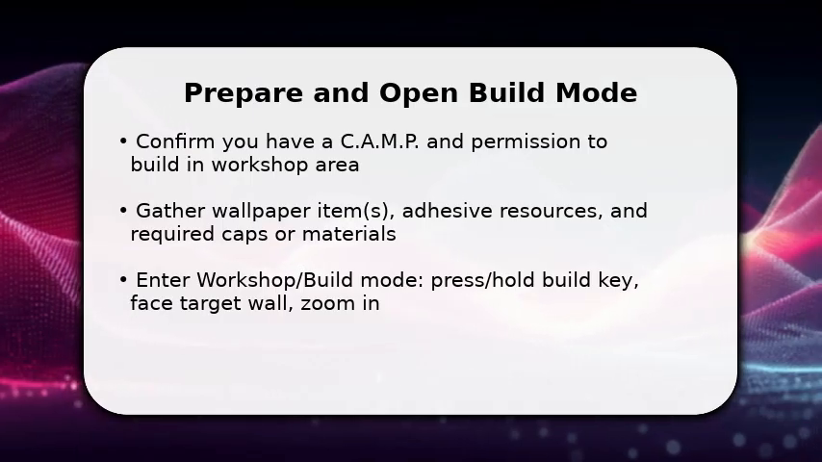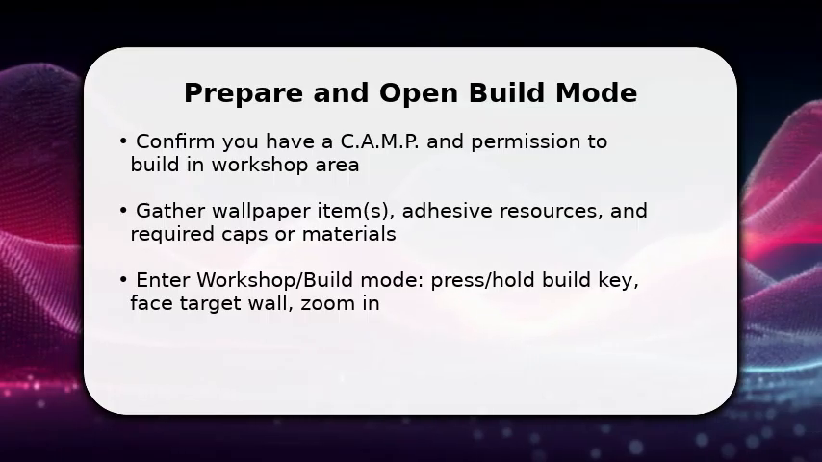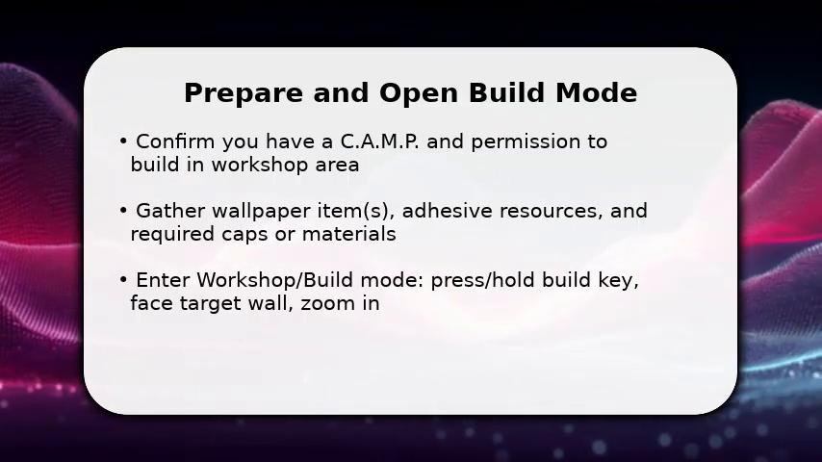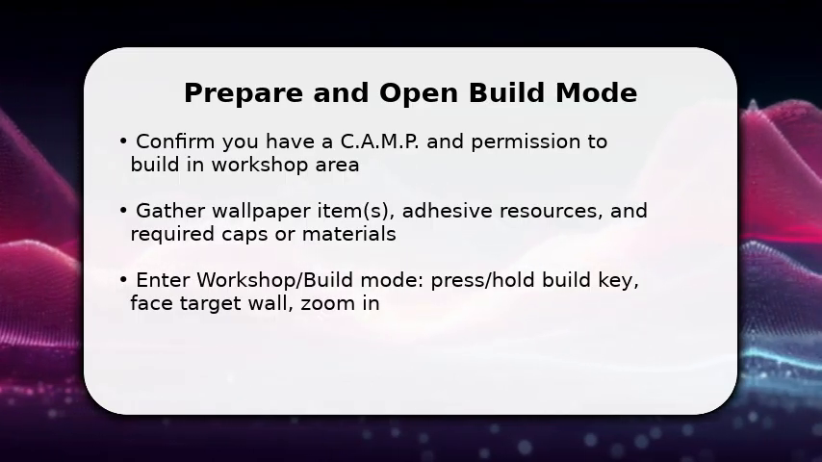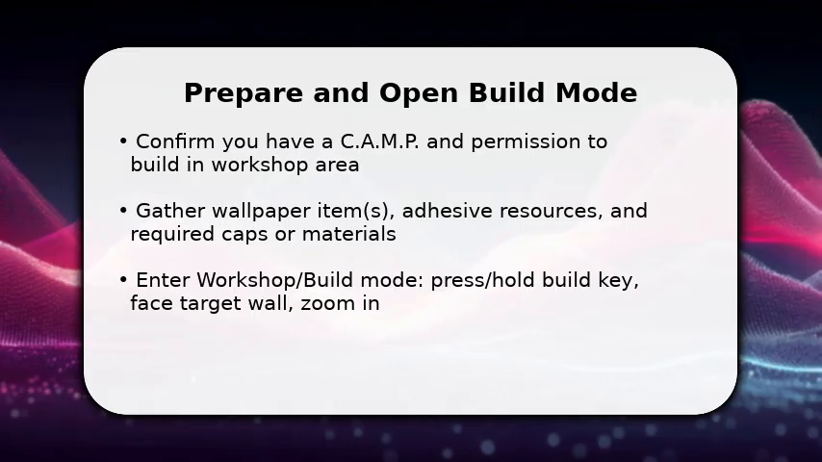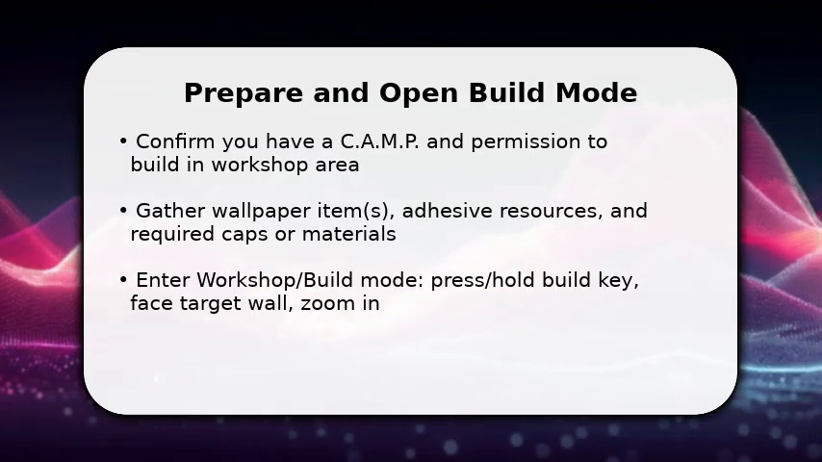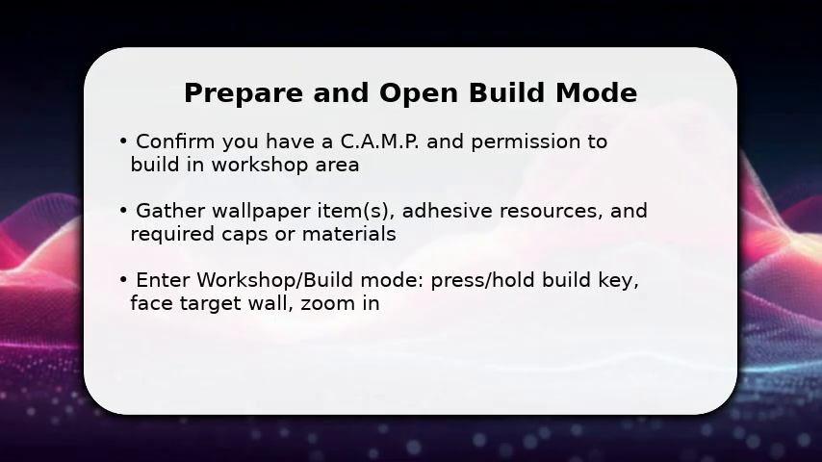You start by getting straight into build mode so you can place wallpaper immediately. Open your C.A.M.P. workshop and make sure you own the plot and have the wallpaper item ready. Once in build mode, move close to the wall you want and use snap or free placement to preview. This shows coverage and alignment.